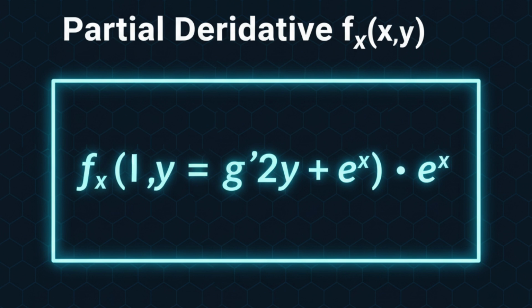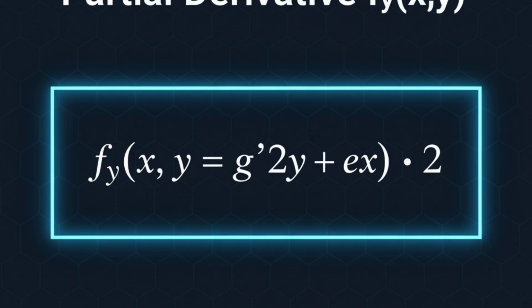Statement 3 says the derivative is 0 in directions 4 or 8. The derivative is 0 only if the direction is perpendicular to the gradient, meaning the dot product is 0. Our gradient is (-1, -2). Direction 4 is the vector (-1, 2). Their dot product is -1 times -1, plus -2 times 2, which is 1 minus 4, or -3.